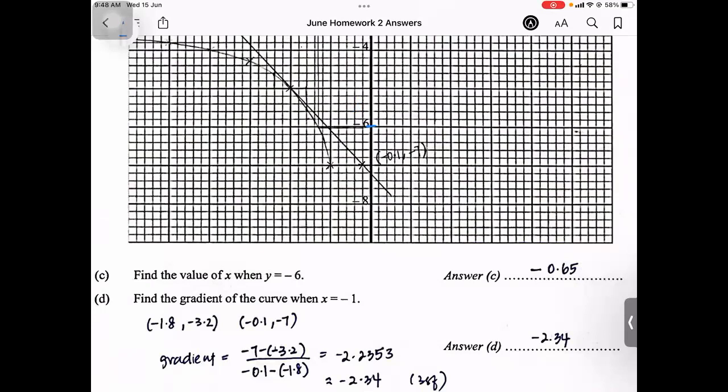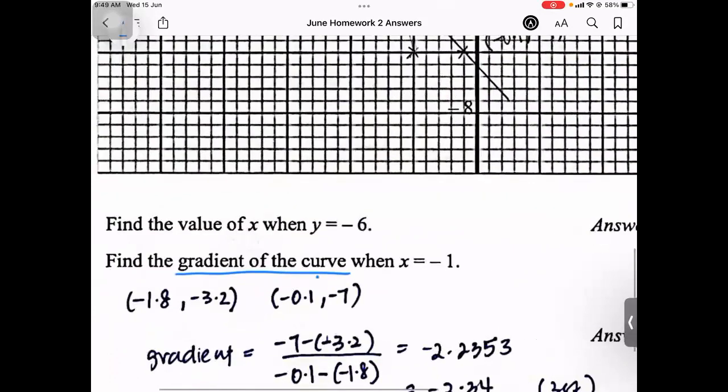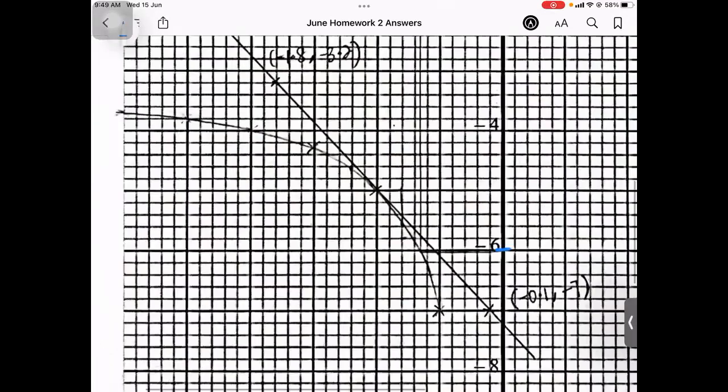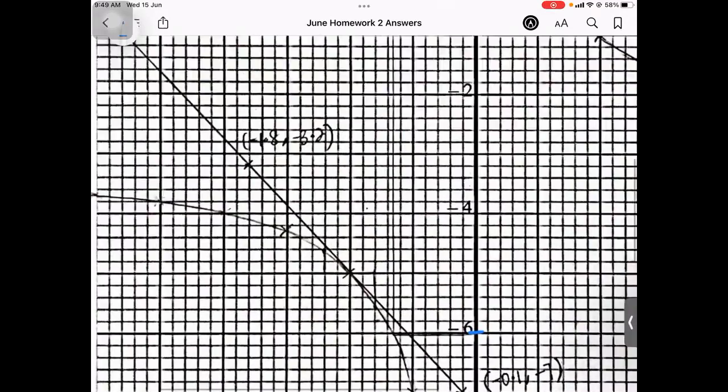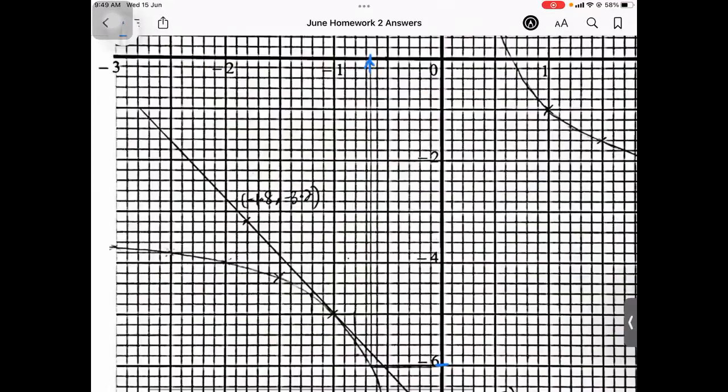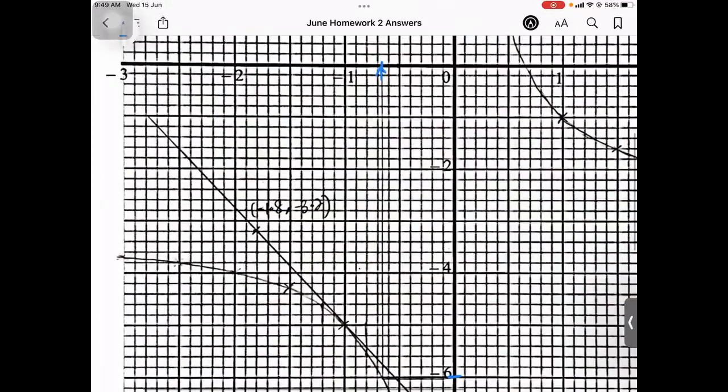Okay. Next one, very easy portion. Find the gradient of the curve. When you want to find the gradient of a curve, that means you need to draw a tangent line. Okay, need to draw a tangent line when x equals negative 1. So when x equals negative 1, this is my point over here. I need to draw a tangent line.